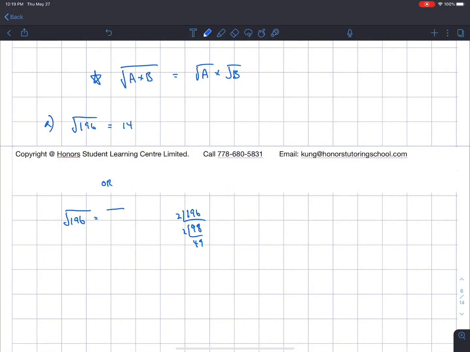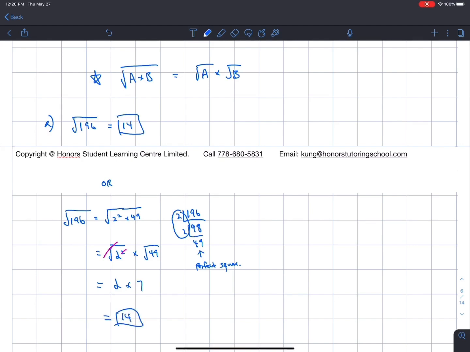So this means that 196 is the same as 2 squared times 49. The reason why I start with 49 is because 49 is a perfect square, something that I have memorized already, right? Just 7 times 7 is 49. Now we can break it down into 2 square roots. And once again, we can say that square and square root cross each other out. So we just get 2 times the square root of 49, which is 7, and 2 times 7 is 14. Right? Of course, we are going to get the same answer here.